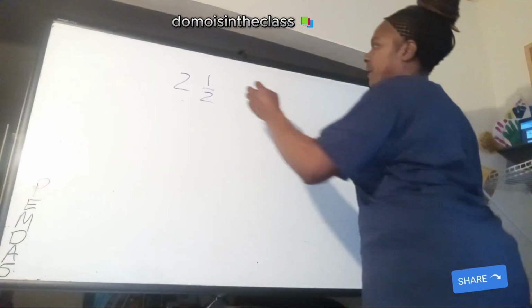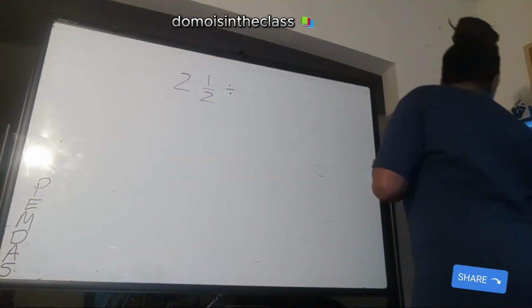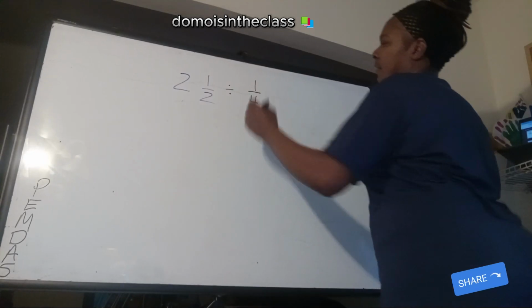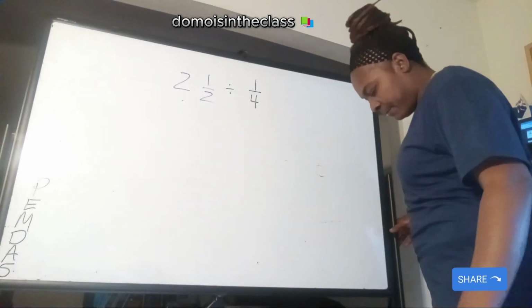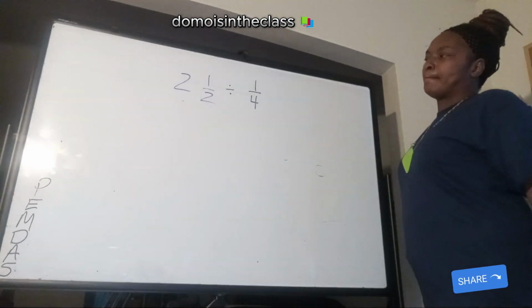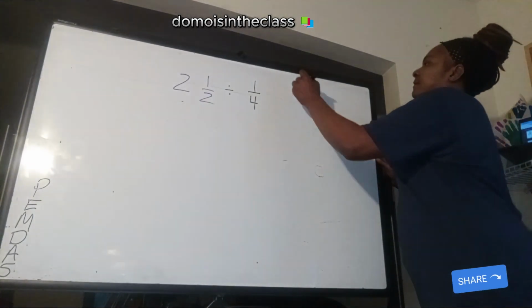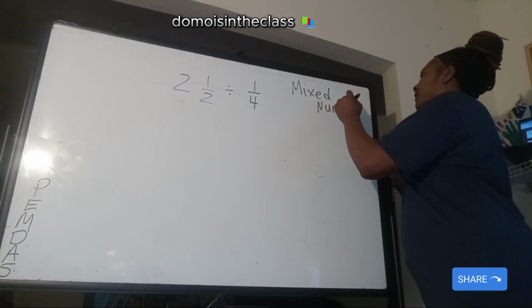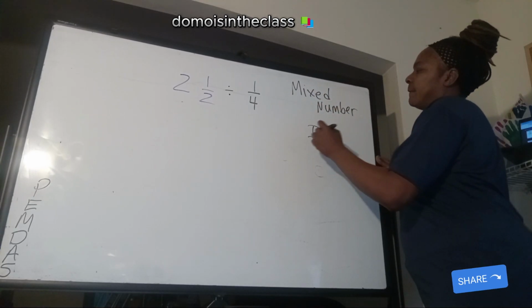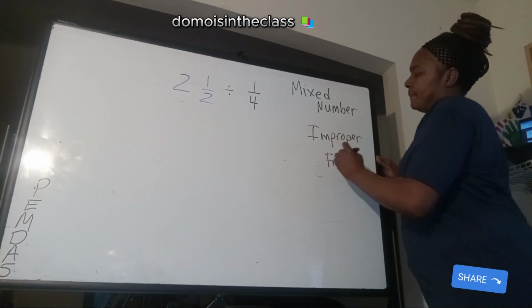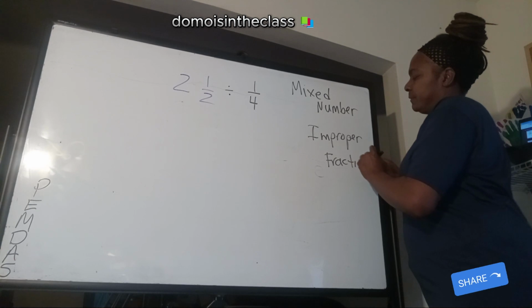All right, 2 1/2 divided by 1/4. So when we have a mixed number, what do we need to do? We have to change it. Change it to what? Improper fraction. That's right. Mixed numbers, before you can do anything, need to be changed into improper fractions. So that's the first thing we do.